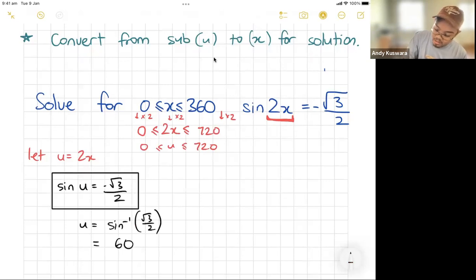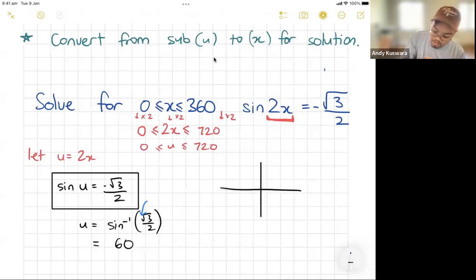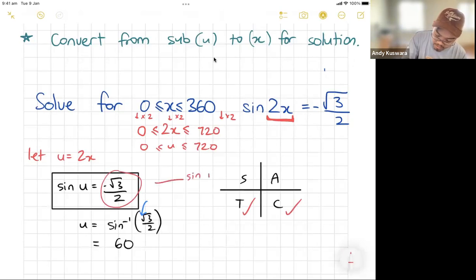Now note, I didn't care about the negative because, as with all the other ones, I'm solving for my first quadrant answer first. If I look here at all stations to central, I see that sine is positive in the first and second quadrants, but here I've got sine is negative, right? So where is sine negative? It's negative in the third quadrant and it's negative in the fourth. Sine is neg. That little guy gives it away.